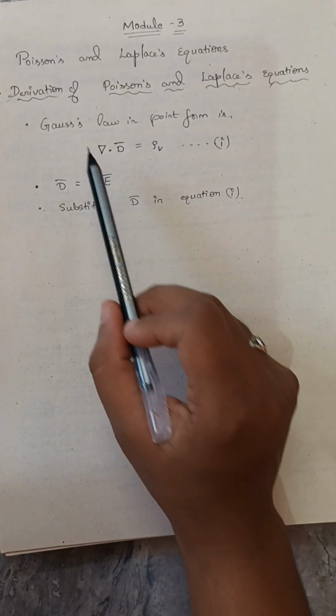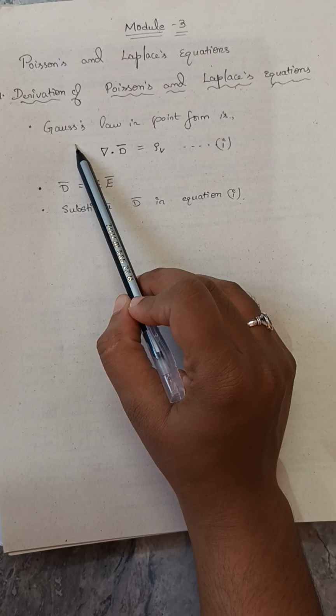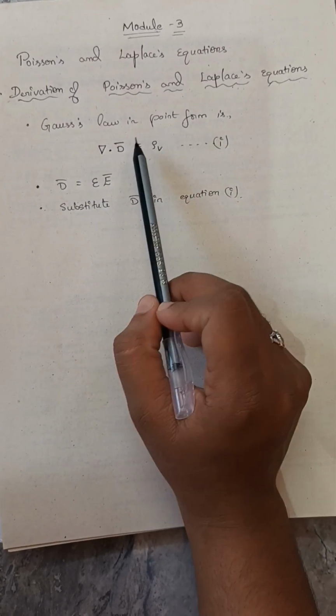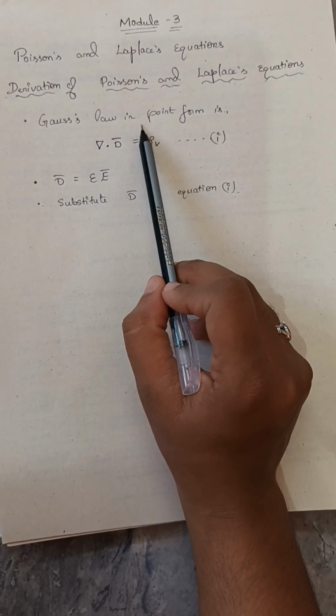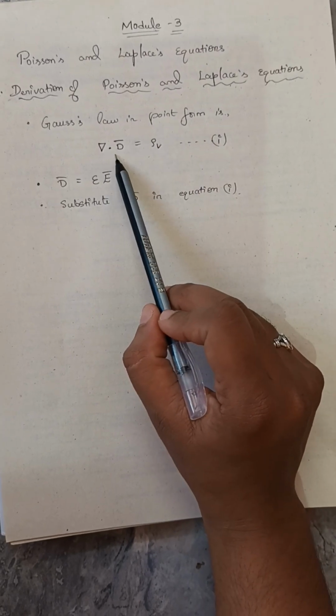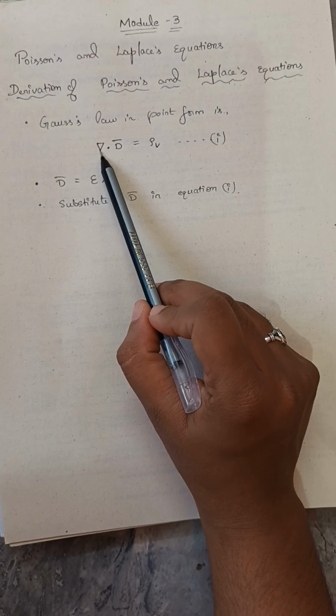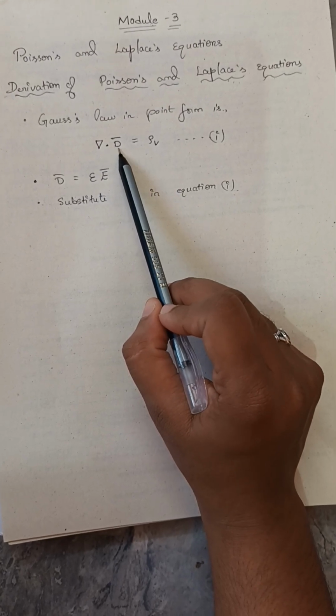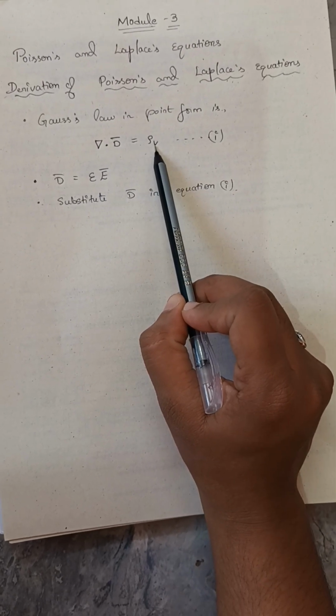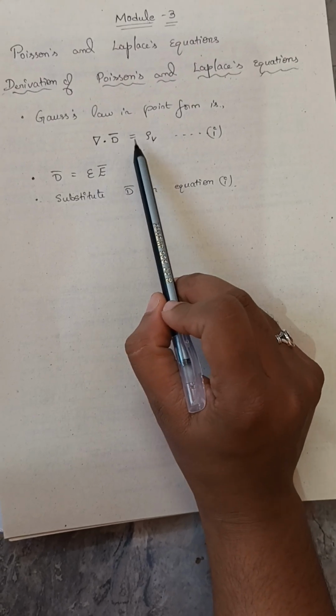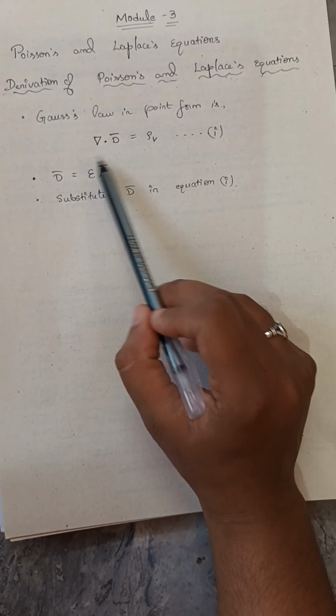To start with, we have already learned about Gauss law in point form in module 2. The Gauss law in point form is given as del dot D equal to rho V. Del is nothing but the divergence operator, D is the flux density and rho V is the volume charge density. This is the Gauss law in point form.